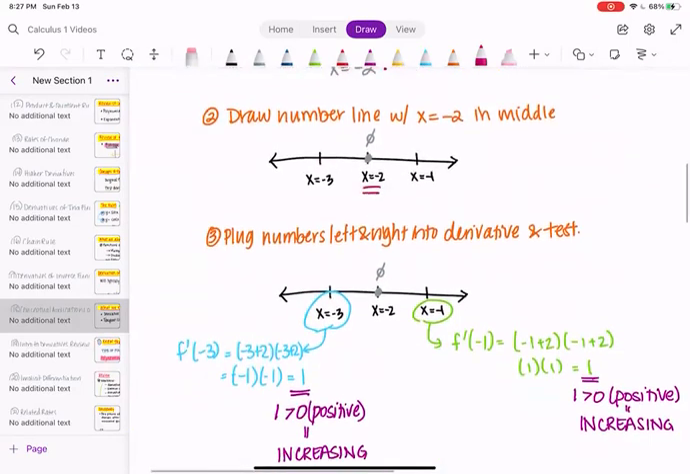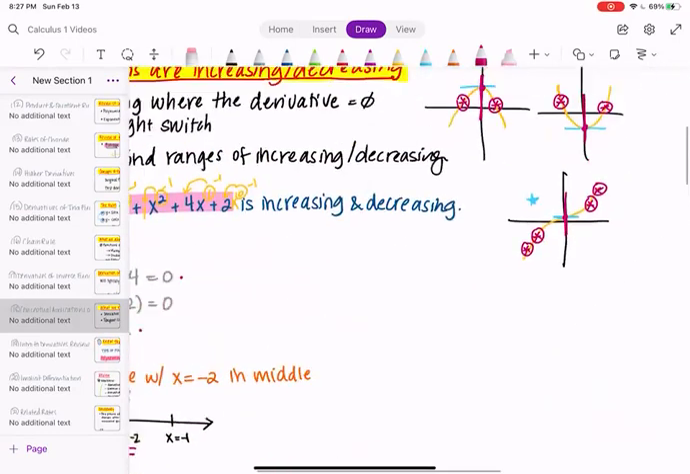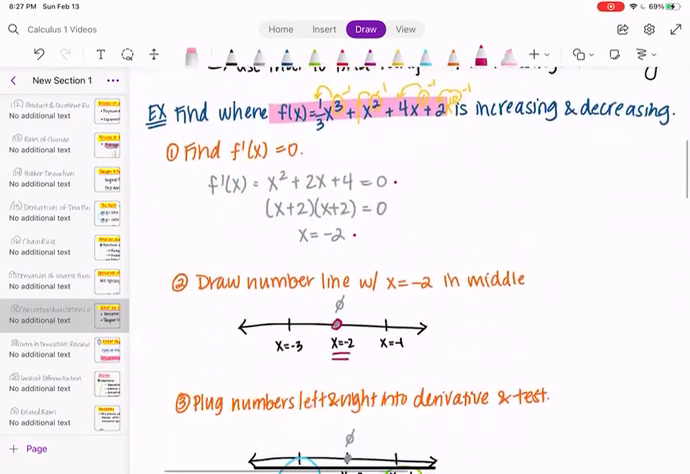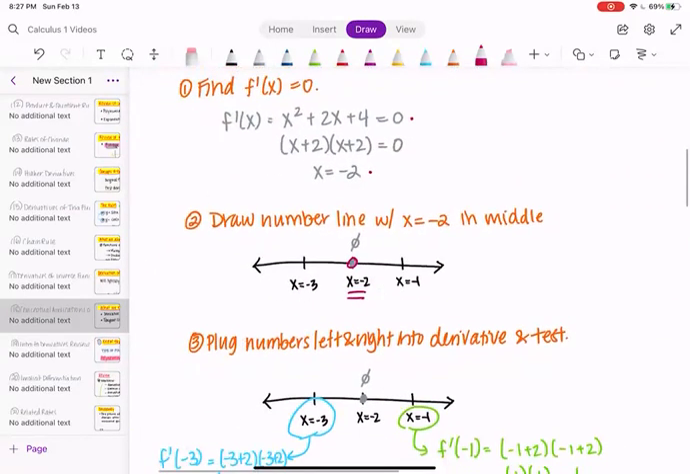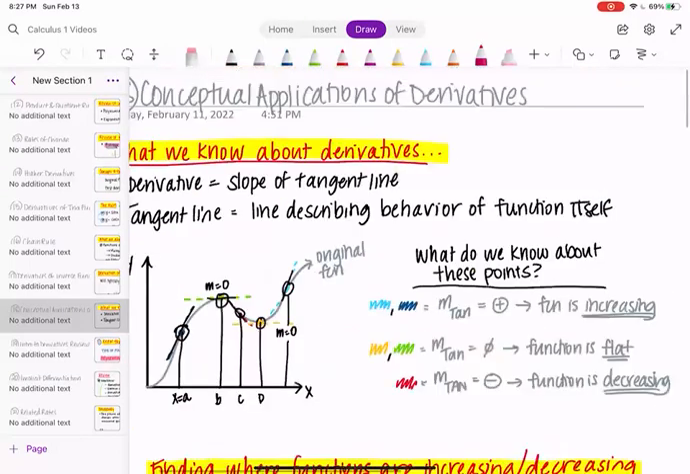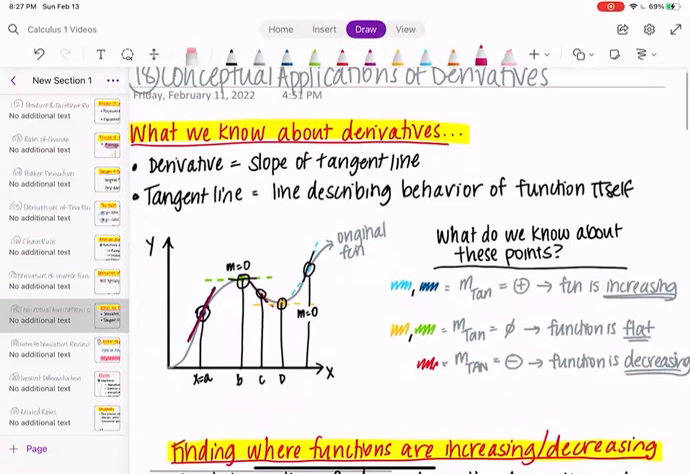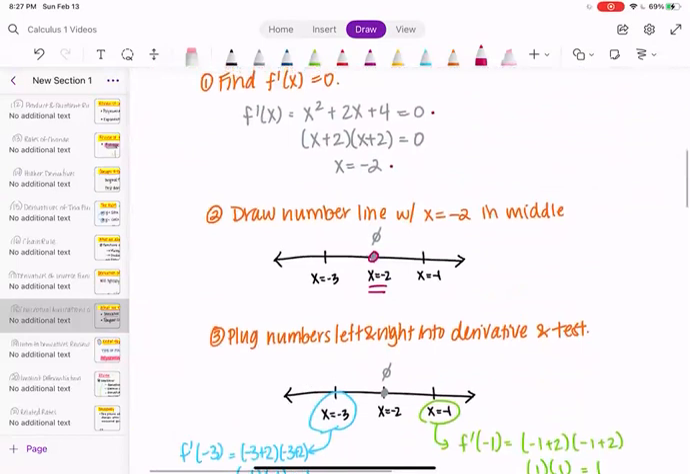So the easiest way to write out your logic is to then draw a number line with x equals -2 in the middle, right? And we're going to look at either side of that point and determine whether the function's increasing or decreasing. So remember up at the top, we said that because the slope of this tangent line is positive, that must mean that the function is increasing. And if we're looking for the slope of the tangent line being positive or negative, we're actually looking for the derivative being positive or negative. So we're going to do the same exact thing down here.